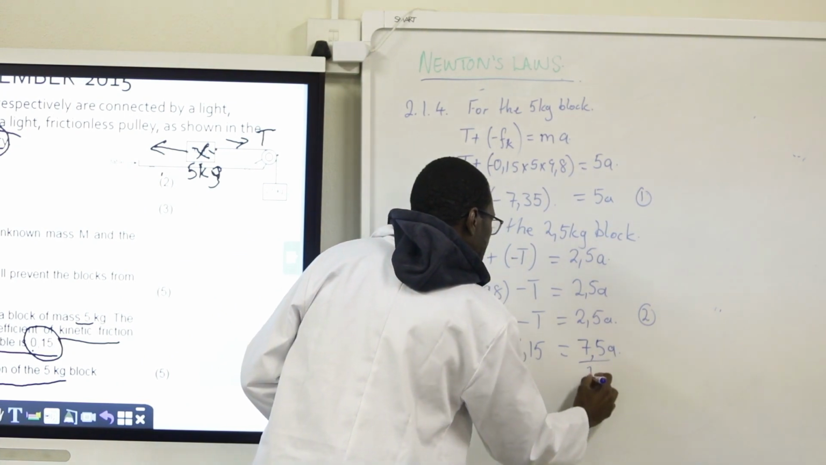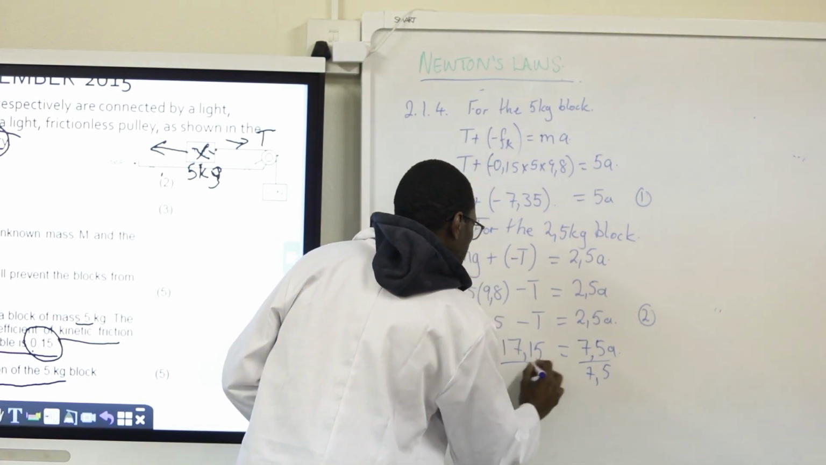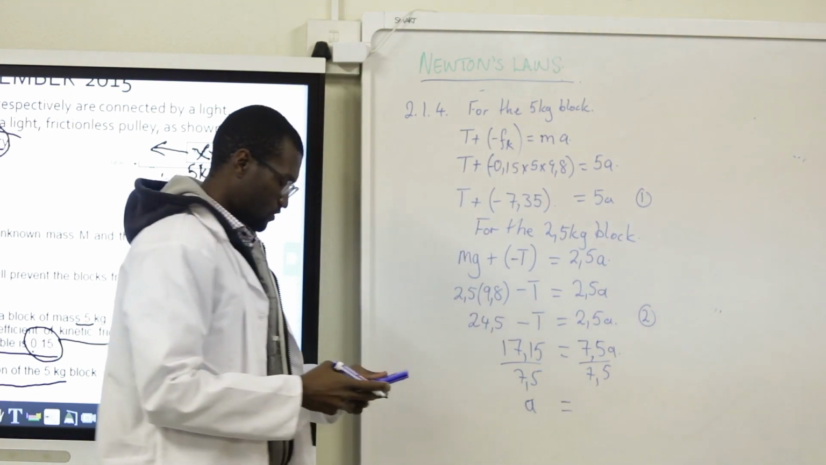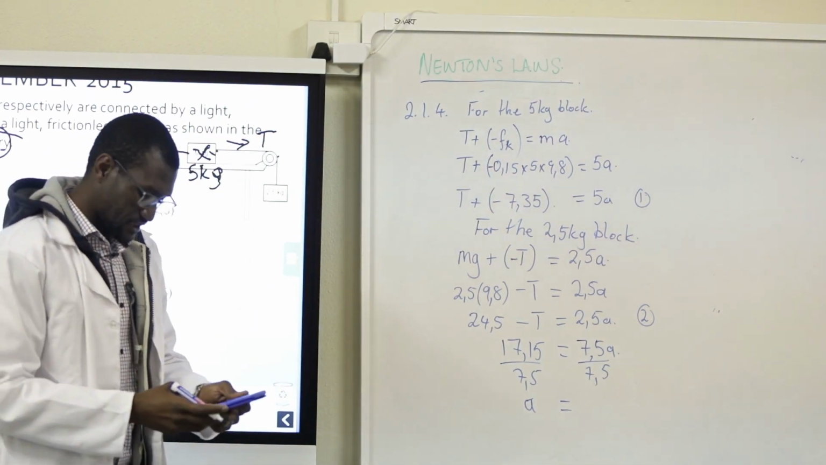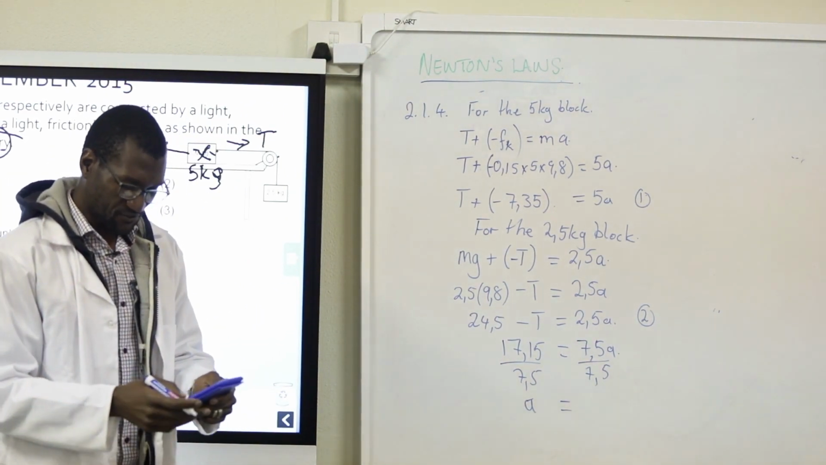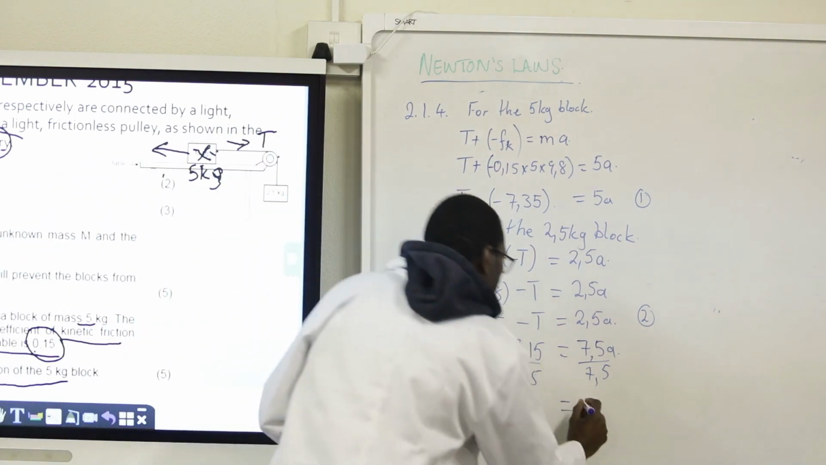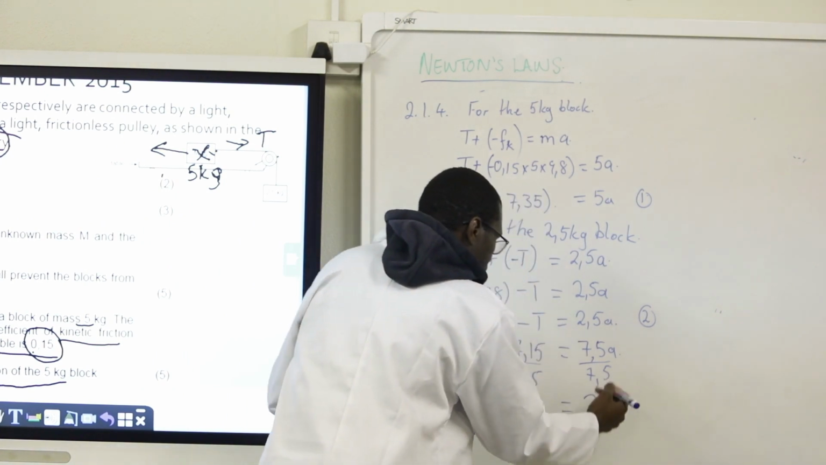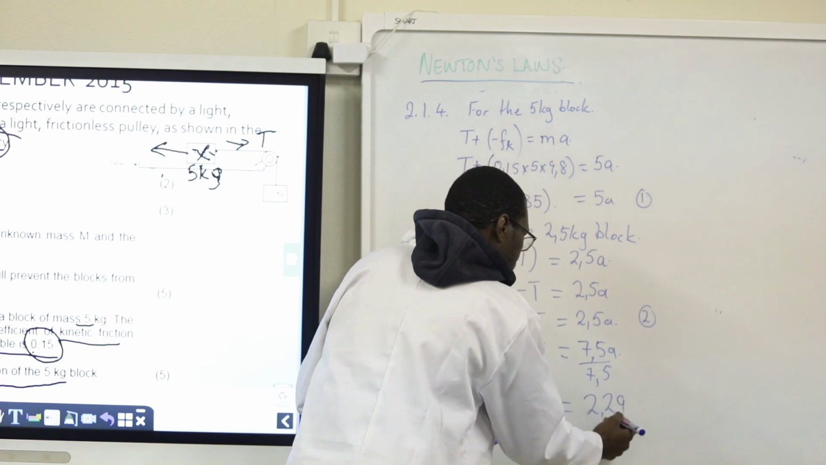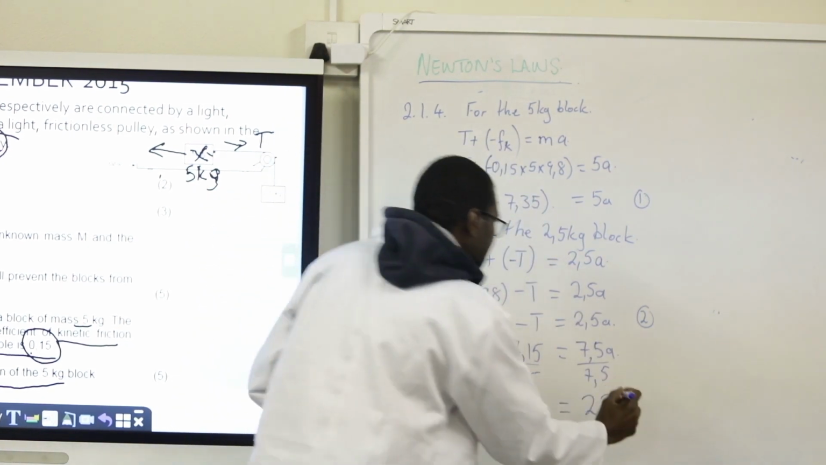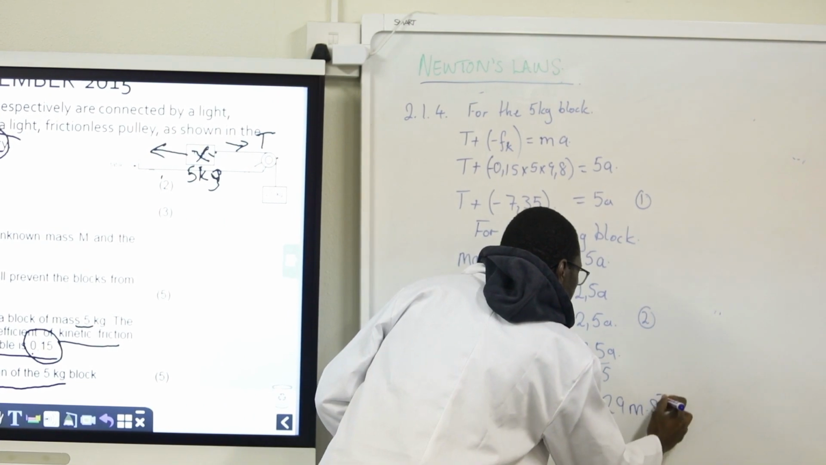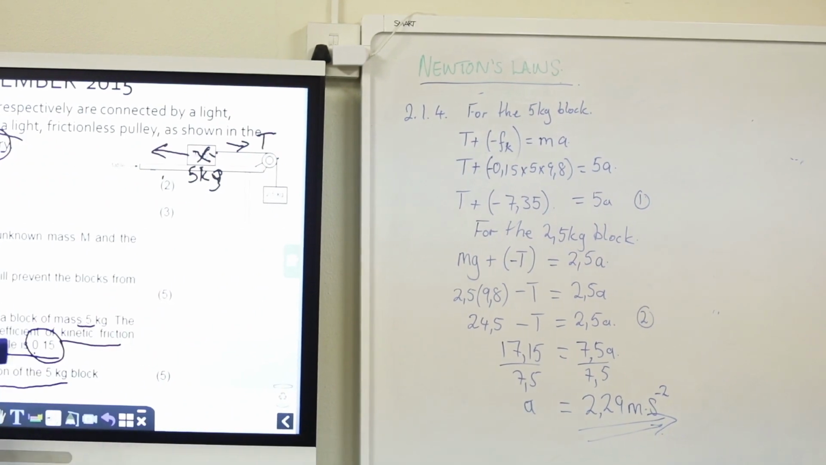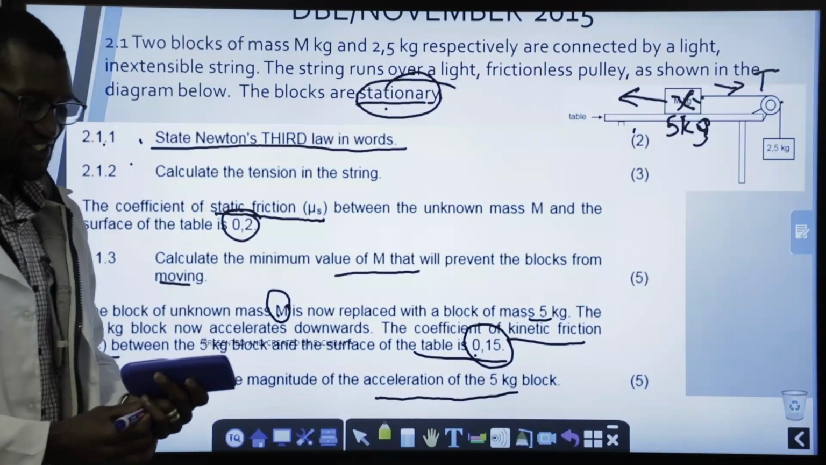7,5a divided by 7,5 divided by 7,5. Acceleration, therefore, is going to be equal to 17,5 divided by 7,5. My final answer is 2,29. It's actually 2,2866, but I just put it as 2,29 to 2 decimal places, meters per second squared. Is my final answer for 5 marks. I am done with that question.